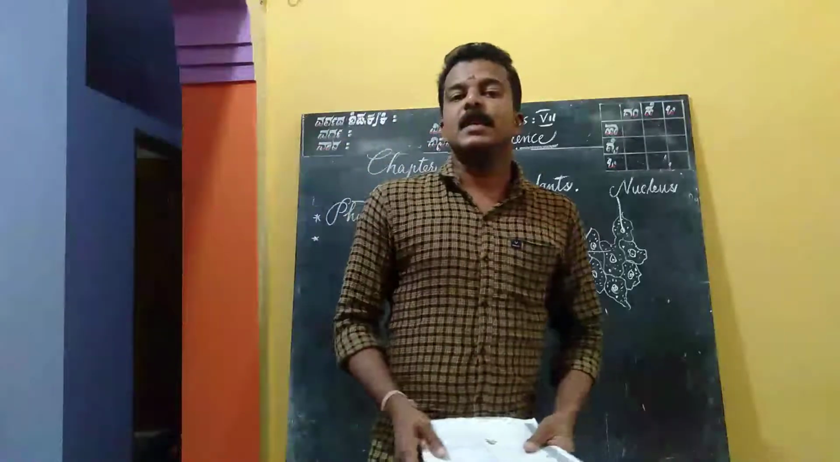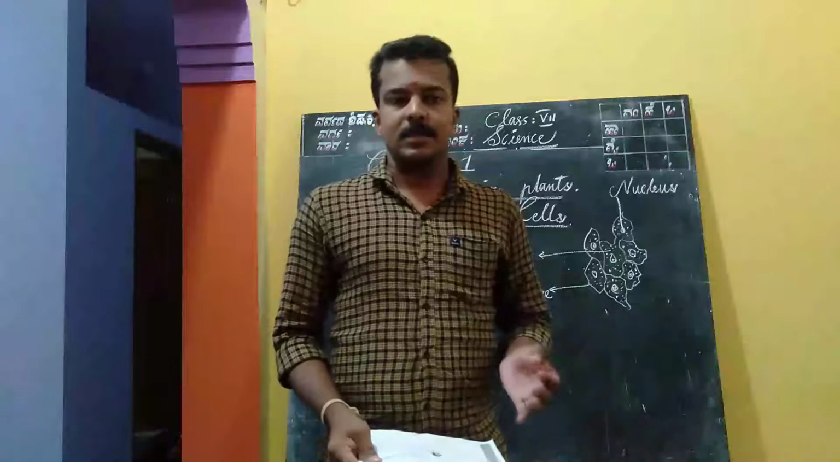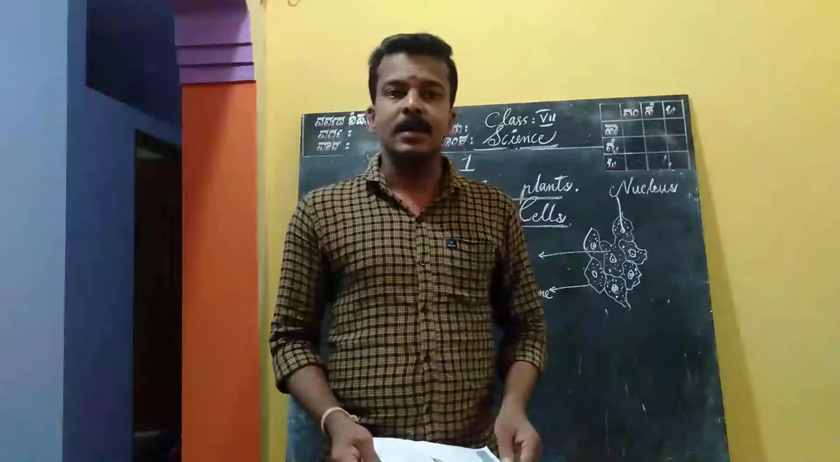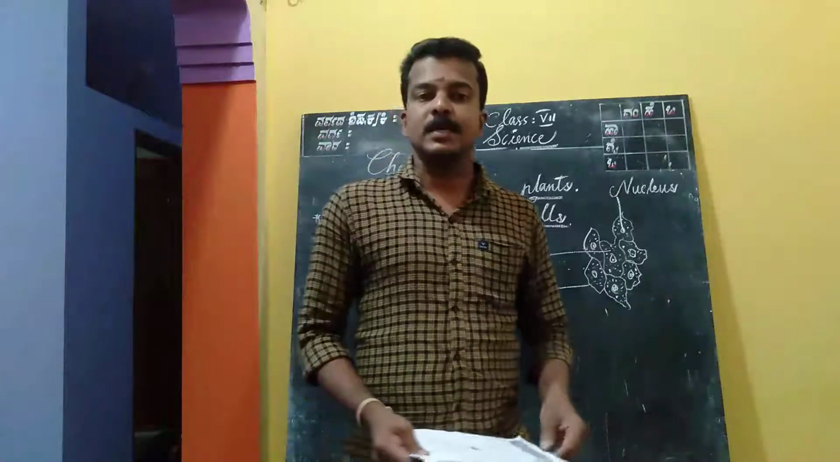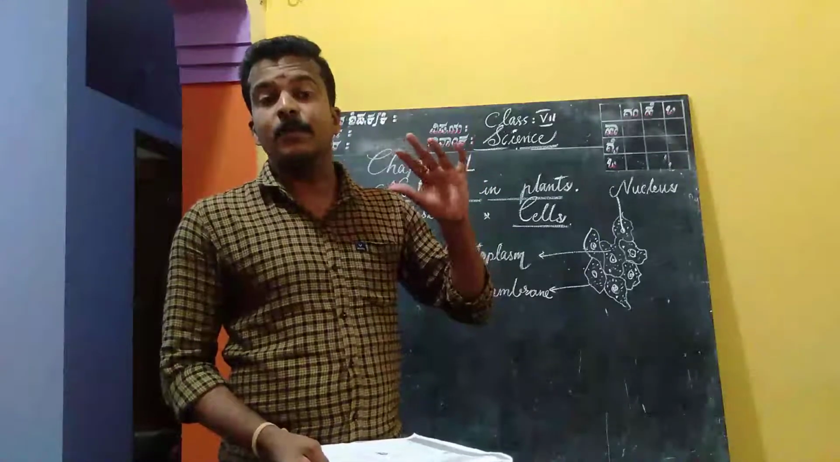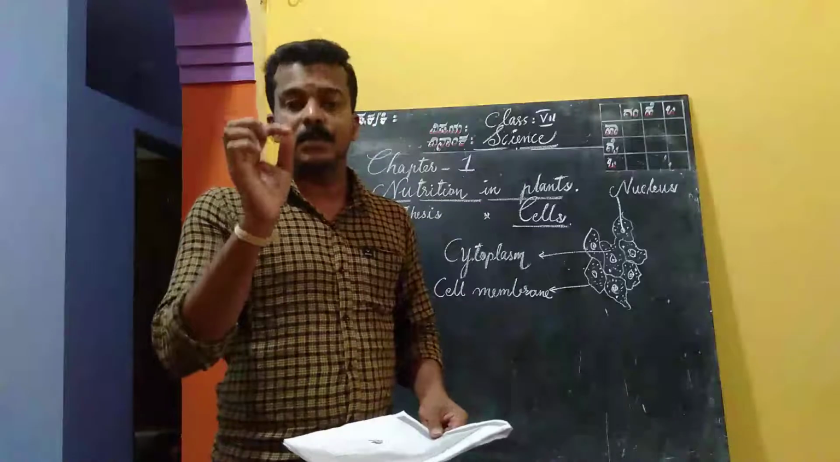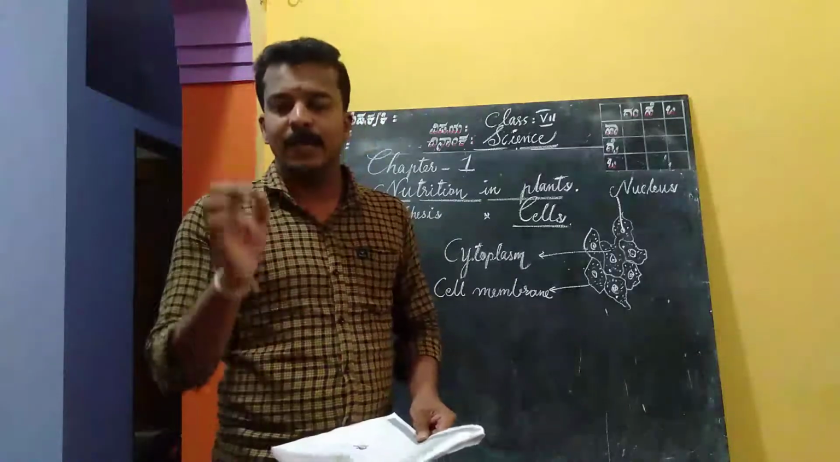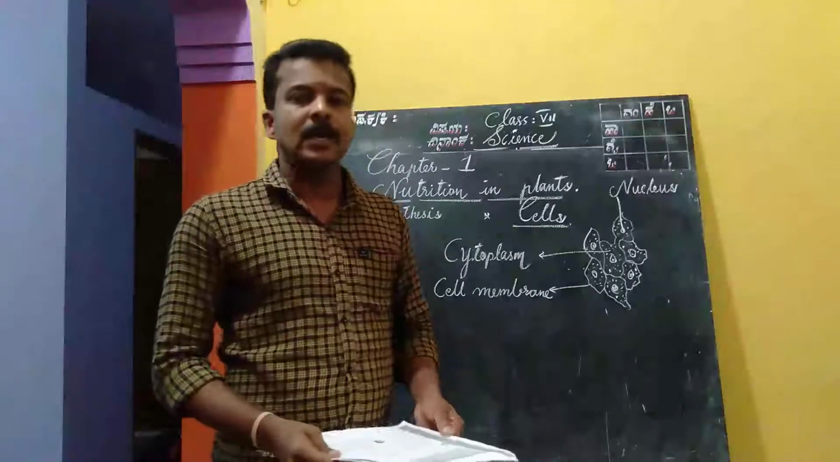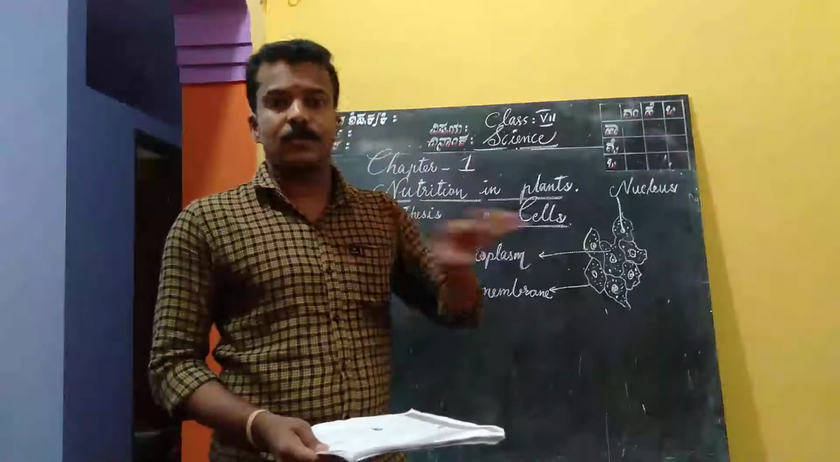In the previous class we discussed photosynthesis, and apart from that we learned two more words, stomata and chlorophyll. What is stomata? We can see there are tiny pores on the surface of a leaf. Tiny pores on the surface of a leaf are called stomata, and the green pigment which is present in the leaf is called chlorophyll.